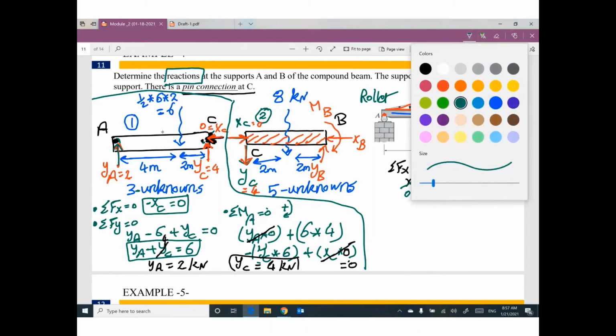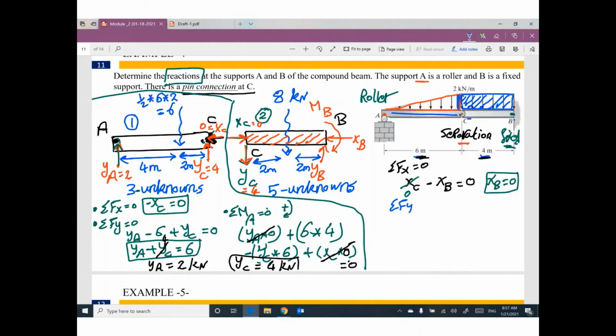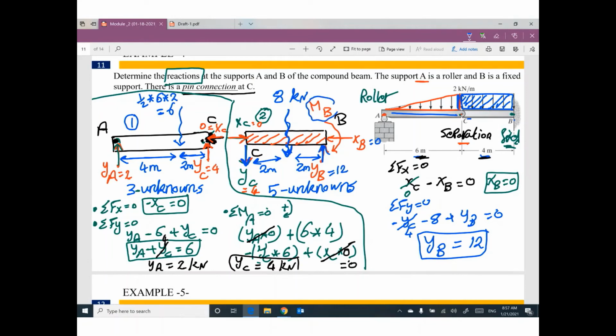I can apply also summation Fy equals 0. We have negative YC, we have negative 8, we have positive YB. This one is negative because it's down. This one is negative because it's down. This one positive because it's up. Equals 0. I believe YC is known, 4. That means the only unknown, YB, will be 12. So YB equals 12, XB equals 0. The only unknown is still MB.